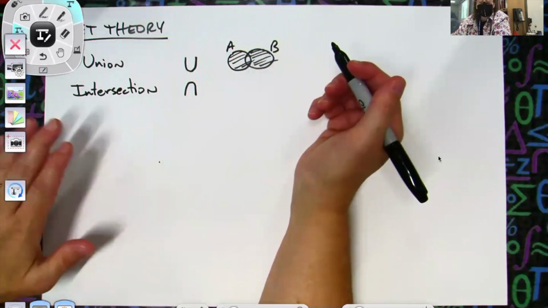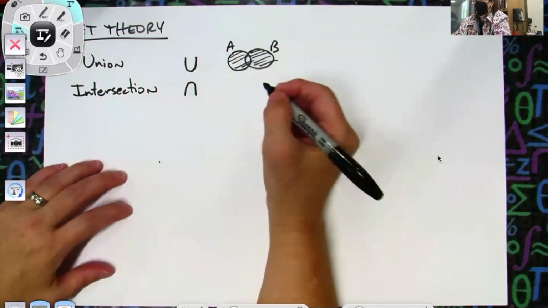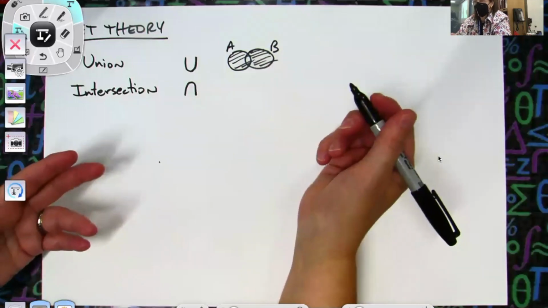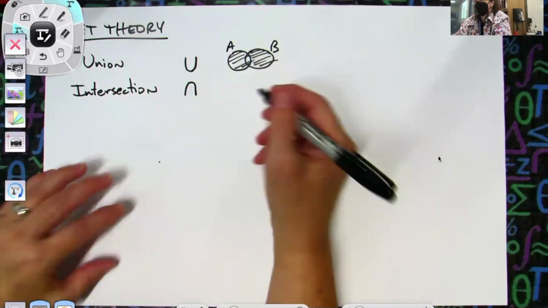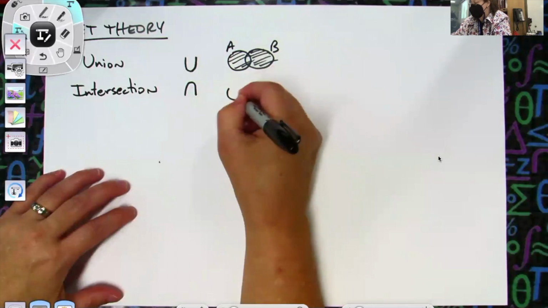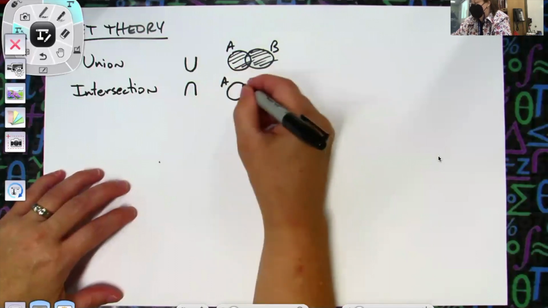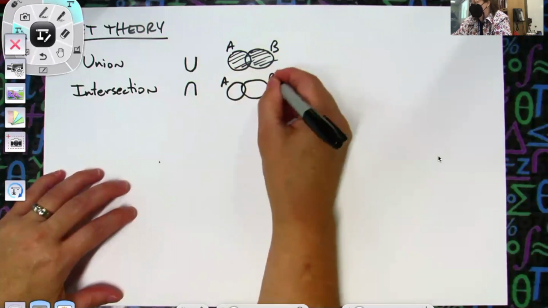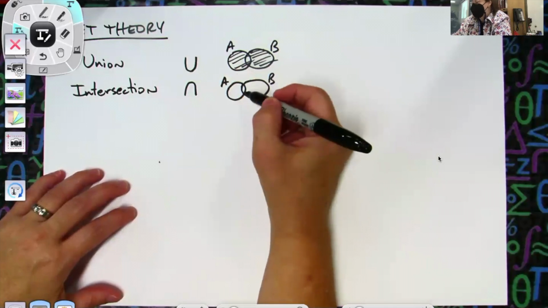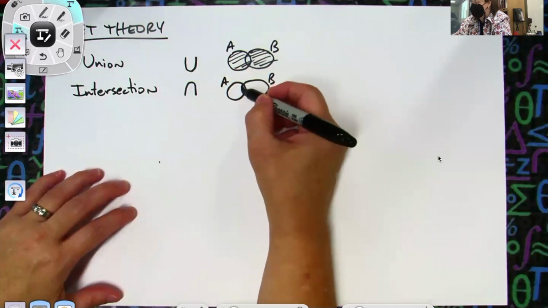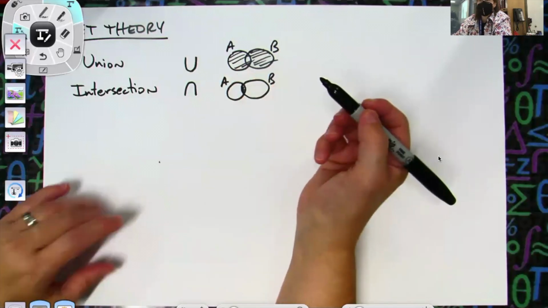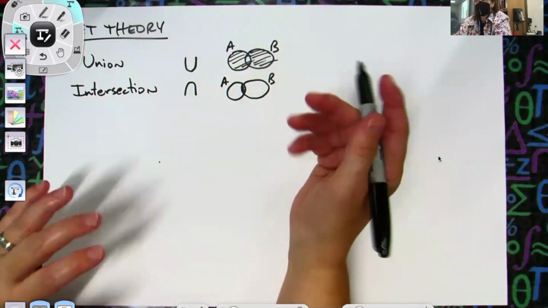All right, for intersection, think of it just like an intersection in streets. Two streets intersect, and then you have an intersection. So if I had a set A and I had a set B, the part that overlaps or intersects is right there in the middle. Okay, so there's your intersection. Just to conceptually understand.